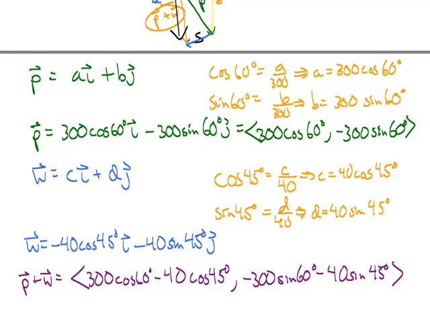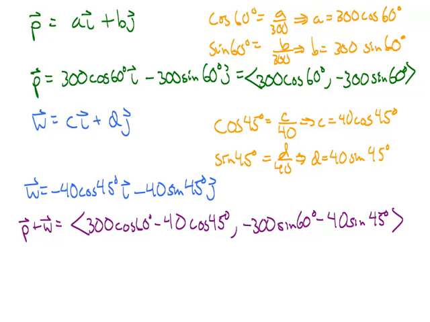Of course, you could run that through your calculator and get some decimal approximations. Cosine of 60, of course, is 1/2. Cosine of 45 is square root of 2 over 2. Sine of 60 is square root of 3 over 2. Sine of 45 is square root of 2 over 2. So you should know those at this point in your mathematical careers. But that tells you what it is.